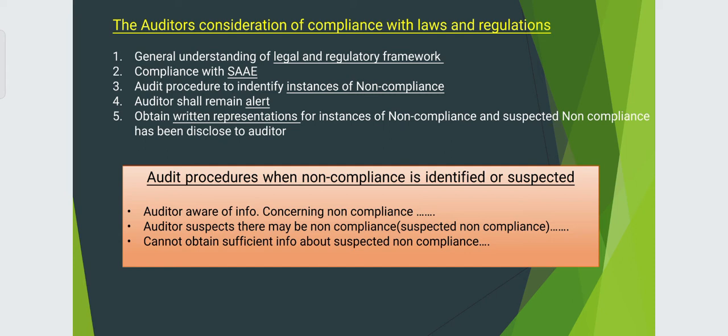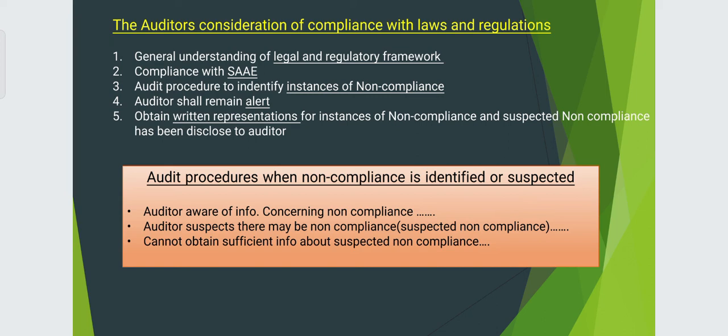The fourth one is that the auditor shall remain alert to the possibility that other audit procedures applied may bring instances of non-compliance or suspected non-compliance with laws and regulations to the auditor's attention. And the fifth and last one to be considered by the auditor is to obtain written representation for instances of non-compliance and suspected non-compliance that have been disclosed to the auditor.